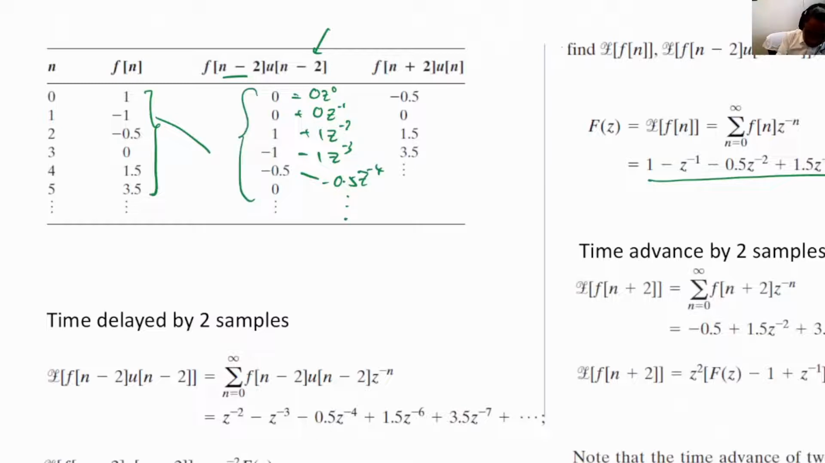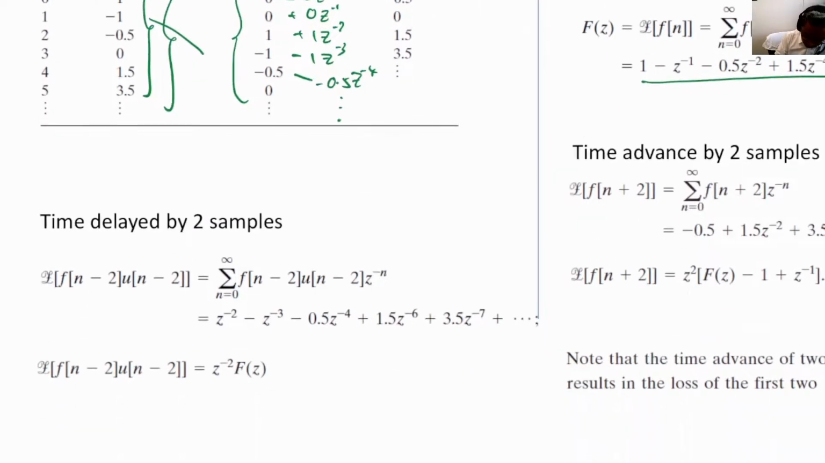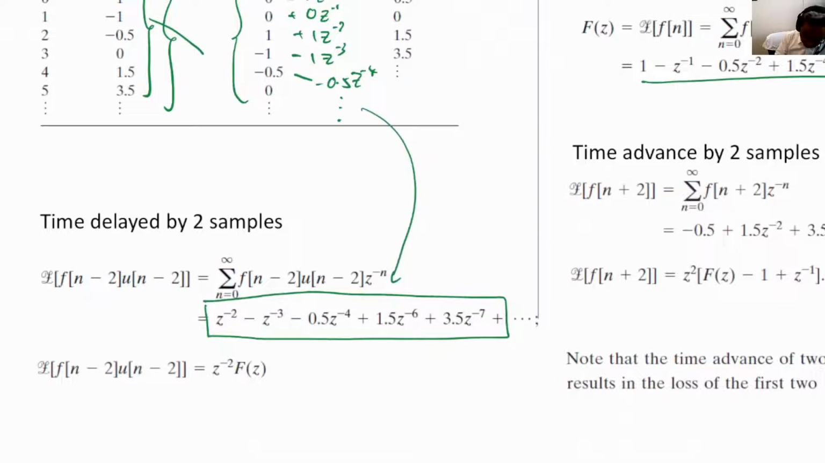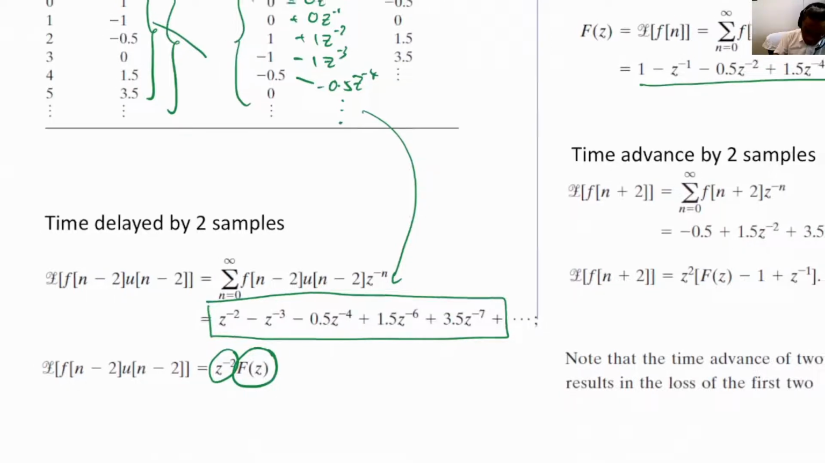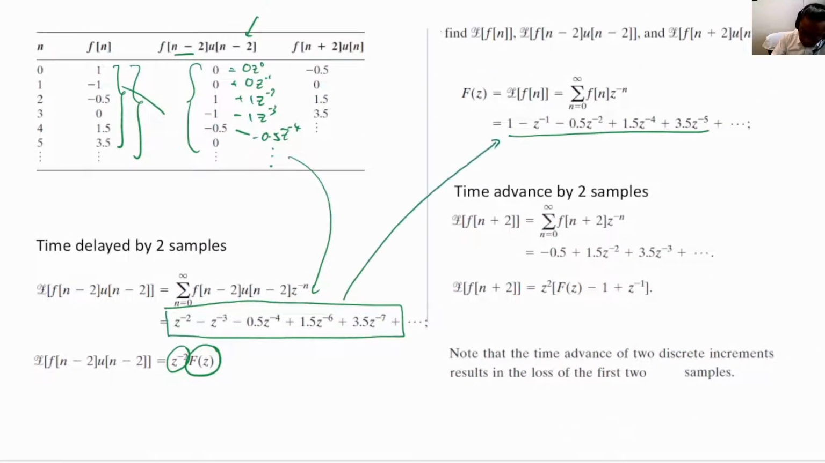Compare the Z transform of this to the Z transform of this. What is the difference? It is simply Z^-2 times the original F(z). So you can compare this sequence to this sequence. If we do Z^-2 multiplied by this F(z), then we'll get the Z transform of Fn-2, Un-2.